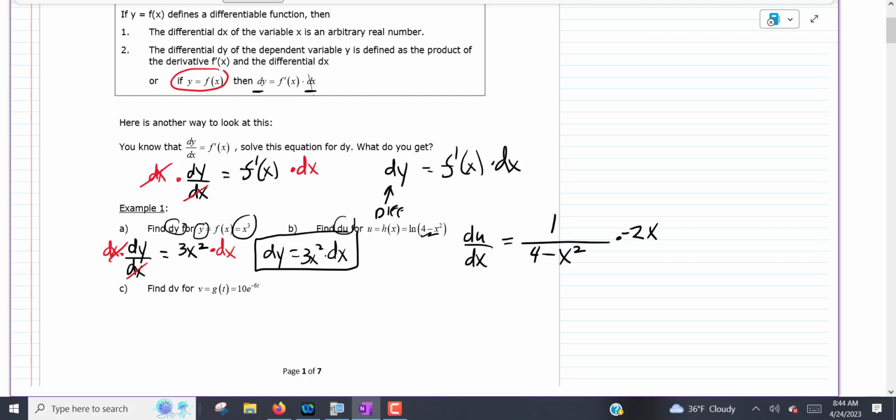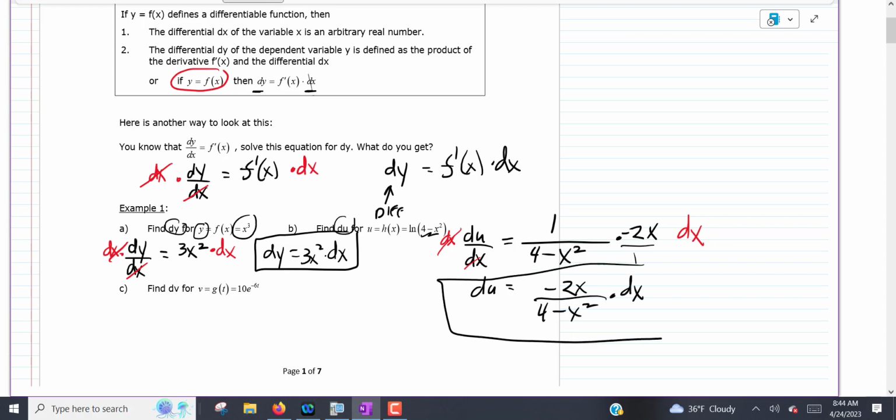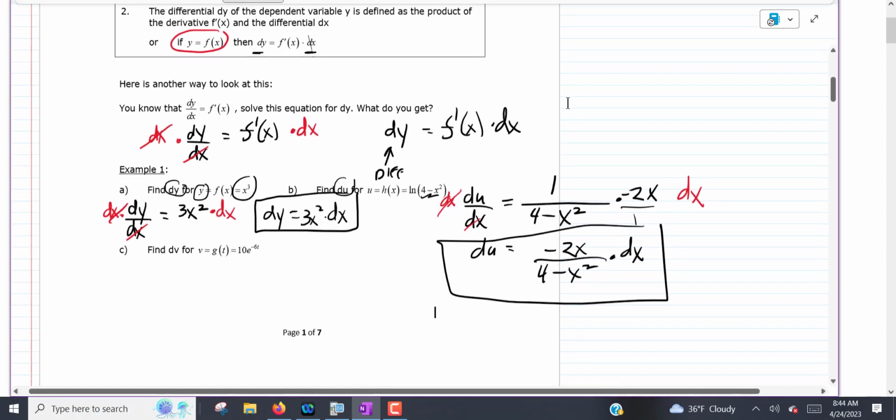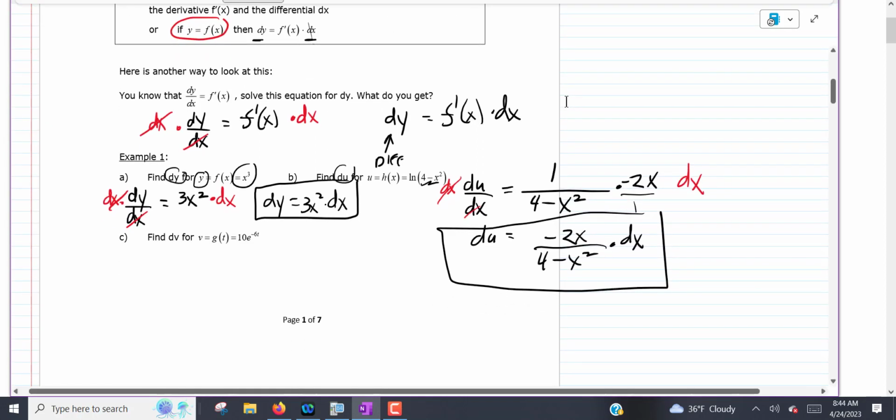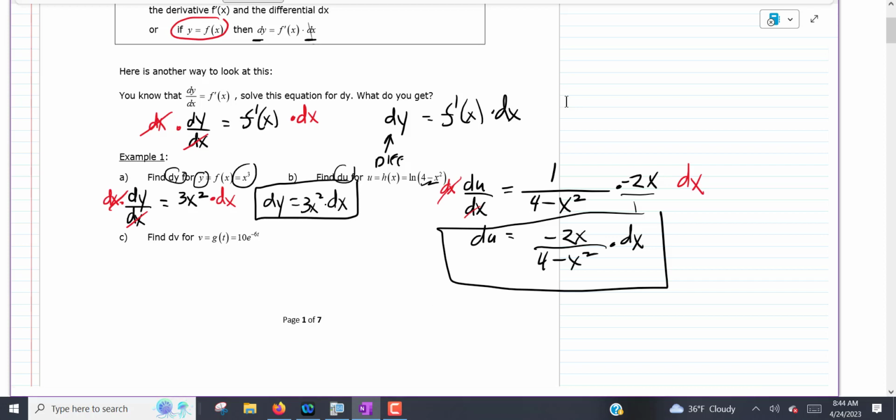That's just a review of how to do derivatives of natural logarithms. Now we can multiply both sides by dx, and then we got our answer, because what you're trying to find is what du is, what that differential is. So you can multiply straight across and get a fraction. You have negative 2x over 4 minus x squared times dx like that. So that's the idea of how you can get that done. You're just doing derivatives, but there's a way that you write this that maybe is a little different than what you're used to.